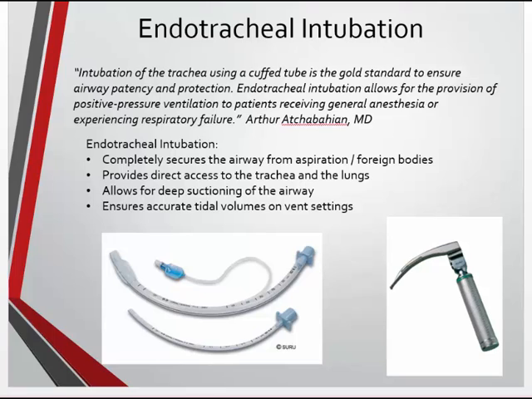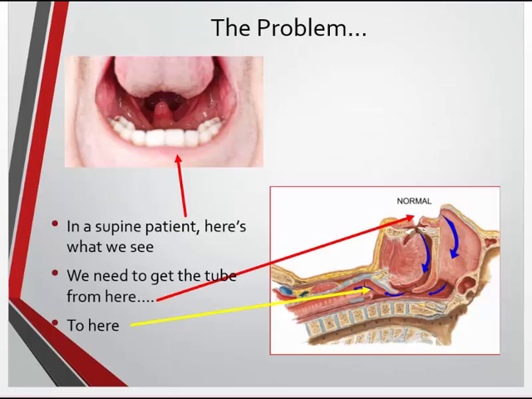ET tubes completely secure the airway from aspiration to foreign bodies, so you're not going to get anything in the lungs if you've got a tube. Provides direct access to trachea and lungs, so if you have to do suctioning, the patients with the CHF, those situations we're going to have the ability to do that. And it's going to ensure accurate tidal volumes as well. So that air is going directly into the lungs. If you have a vent that's coming on there, that's the way we're going to be able to go, is get the air right into the lungs through that tube in an exact tidal volume that we have on a setting there. So we should be looking to do this, and I'm hoping that more people are going to try intubating when the situation arises.